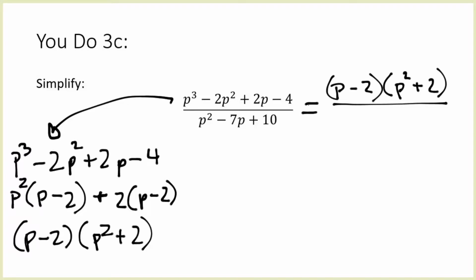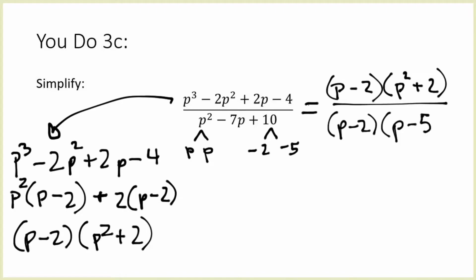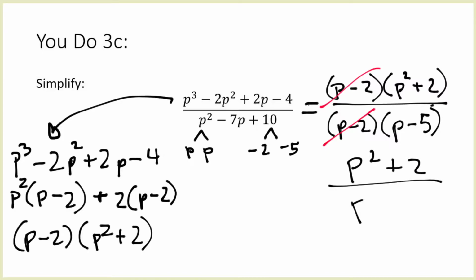Then, let's look at the bottom. So that'll be p and p. This 10 is going to be negative 2 and negative 5. So p minus 2, p minus 5. I can cancel this p minus 2, and I'll be left with p squared plus 2 over p minus 5. That'll be my answer.